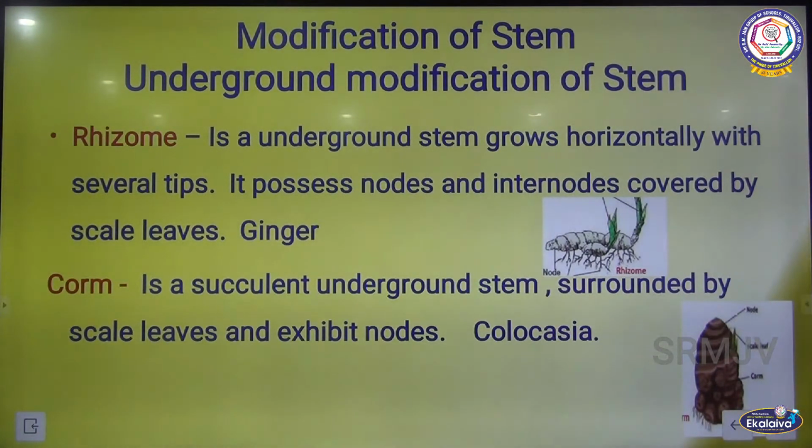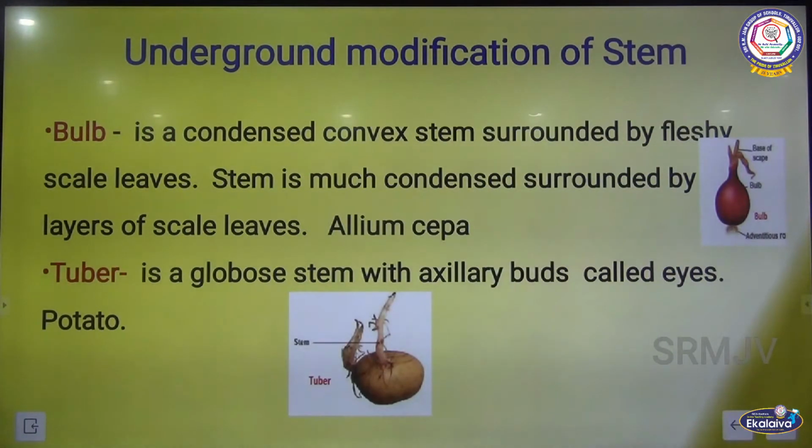Corm is a succulent underground stem which is surrounded by scale leaves and exhibits nodes, and an example is Colocasia. Bulb is a condensed convex stem surrounded by fleshy scale leaves. Example is Allium cepa. You all would have seen that when you open the onion, you can find a convex stem which is surrounded by fleshy scale leaves. And tuber is a globose stem with axillary buds, which you will find, what we call as eyes.